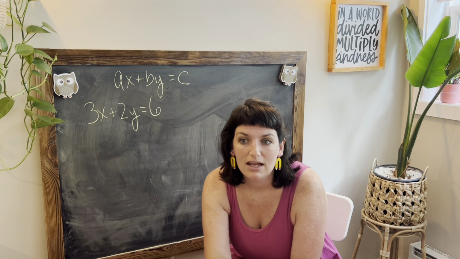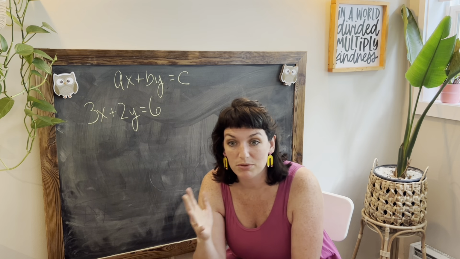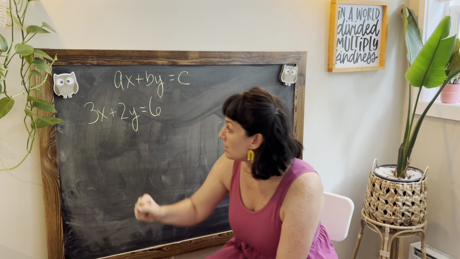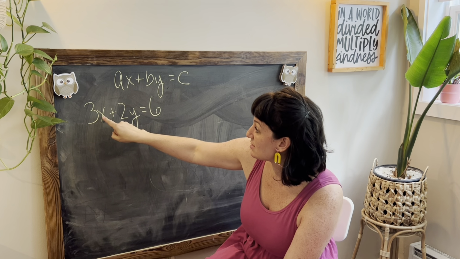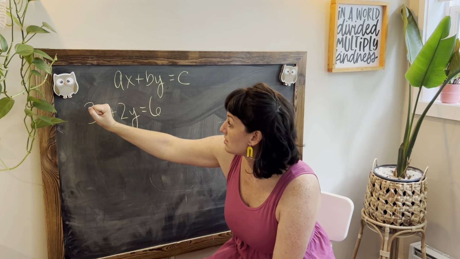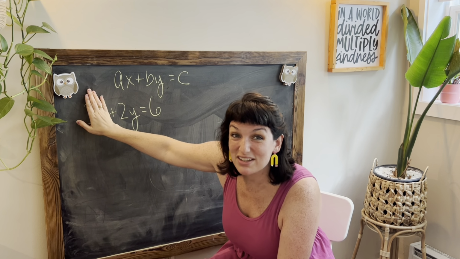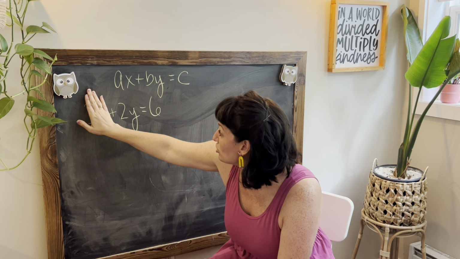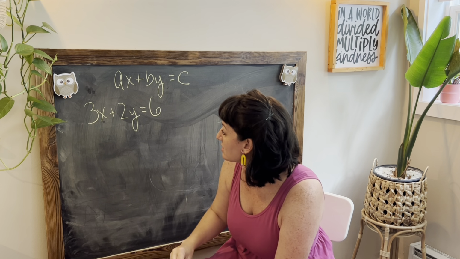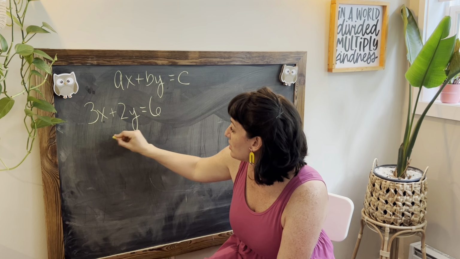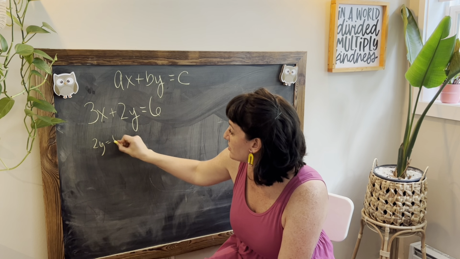Okay. If I'm trying to find my intercepts, I want to plug in zero for x. If I plug in zero for x, this just becomes zero. So I say plug in zero, cover up, and then you get a little mini equation. Your mini equation is 2y equals 6. So plug in 0 for x, you get 2y equals 6.